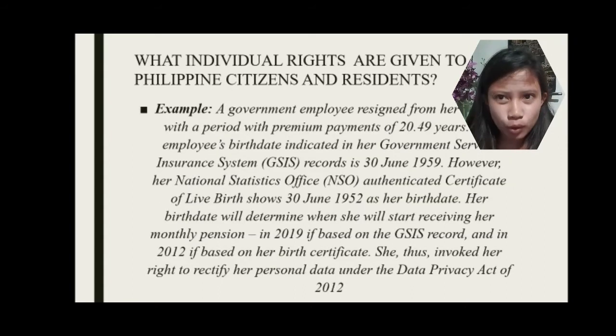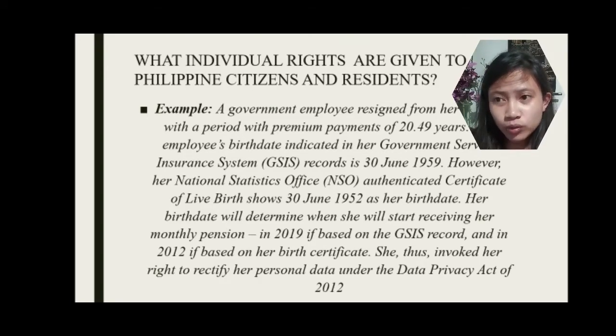A government employee resigned from her agency with a period of premium payments of 20.49 years. The employee's birth date indicated in her Government Service Insurance System, or GSIS, records is the 30th of June 1959. However, her National Statistics Office, or NSO, authenticated certificate of live birth shows the 30th of June 1952 as her birth date.